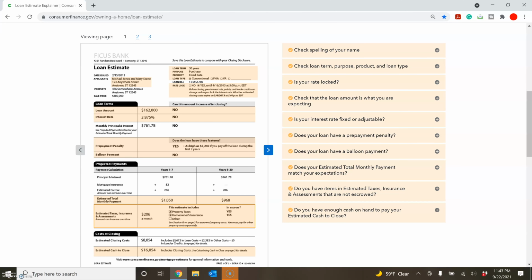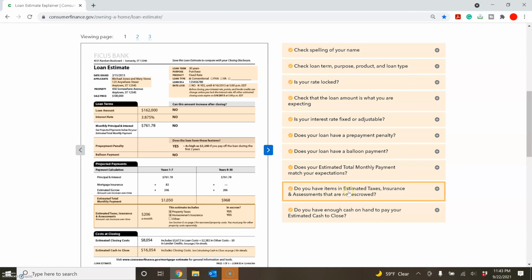Hey guys, Ryan here with Planet Cheapskate, and we are going to check out a sample loan estimate. And I got this at consumerfinance.gov/owning-a-home/loan-estimate. And you can access this too and review it on your own.